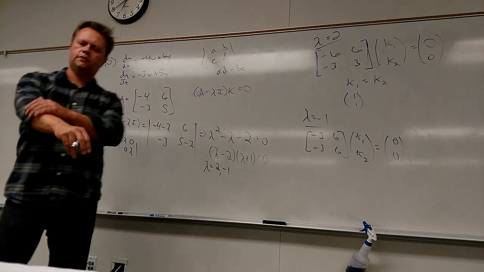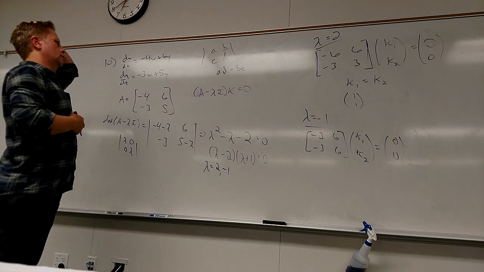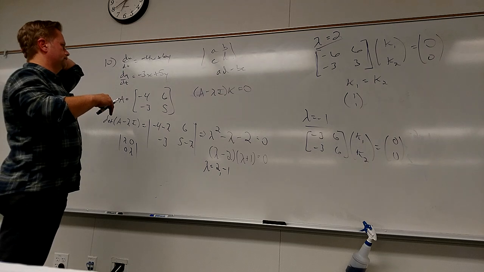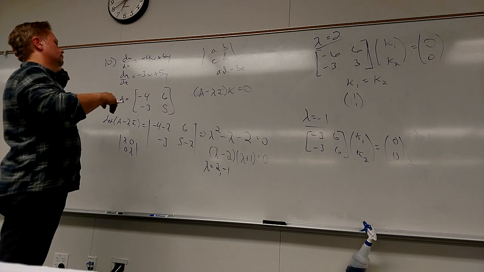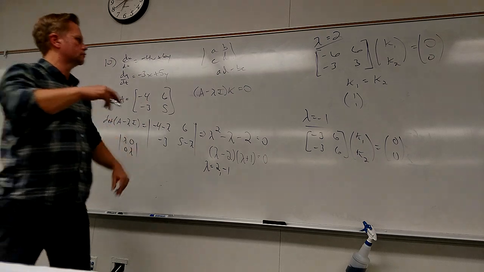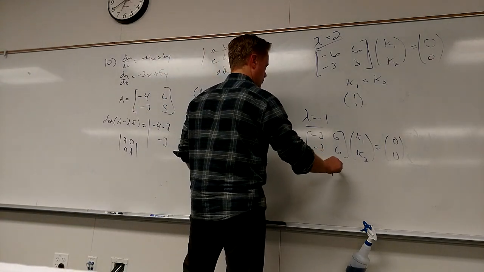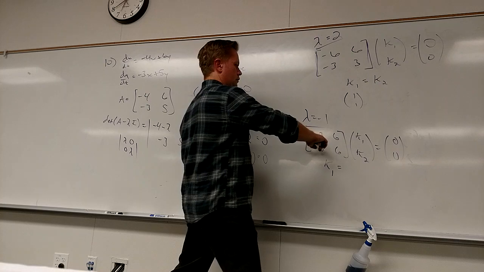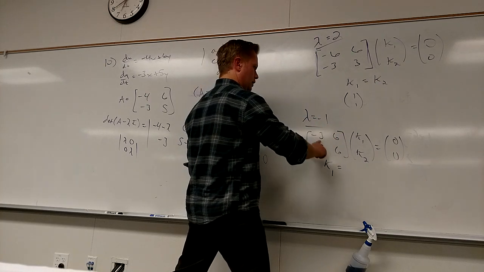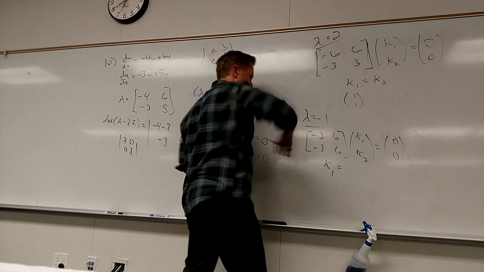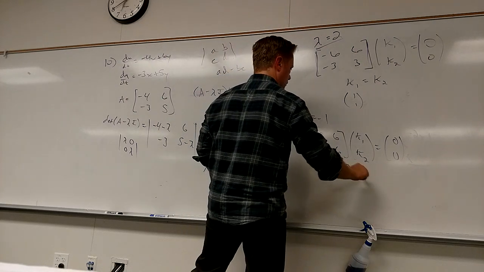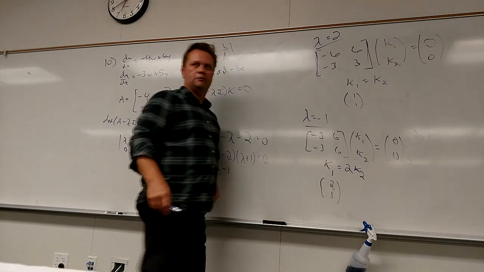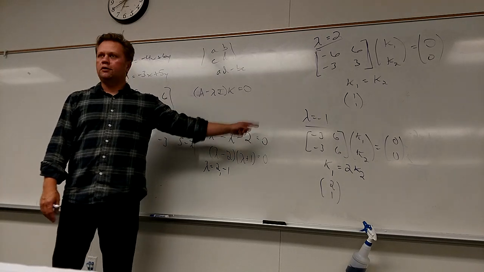Oh, and let me see. K1 equals half K2, or negative 2k2? Positive 2k2. So -3k1 equals 6k2. If you add the 3k1 over and divide by 3, you get k1 equals 2k2. So that basically ends up being 2, 1. People always get that turned around. If k2 is 1, then k1 is 2.